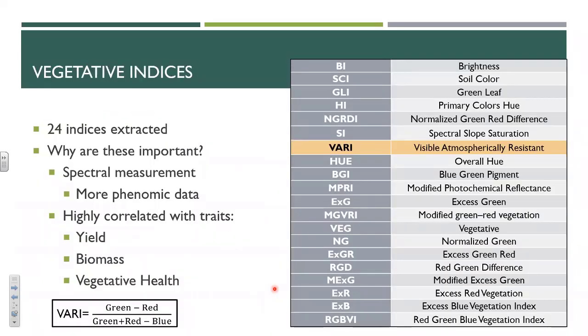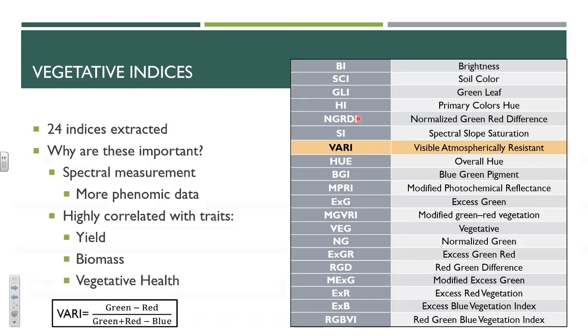So for all the vegetative indices, we ended up extracting 24 of them in total. Why should you care about these? Well, they're a spectral measurement. So basically, it's more phenomic data for our program. A lot of them have been found to be highly correlated to yield, biomass, and vegetative health, and there's a lot more studies coming out about why they're good.